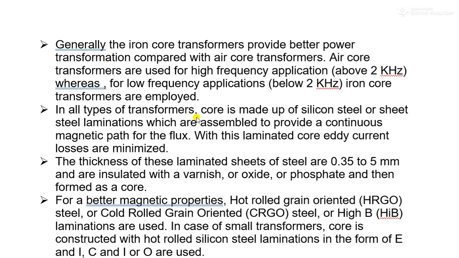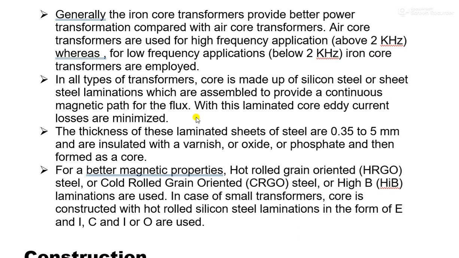In all types of transformer, the core is made of silicon steel or sheet steel laminations. These laminated plates are compressed to form a core, assembled to provide a continuous magnetic path for flux. With this laminated core, eddy current losses are minimized. Why do we use lamination for construction of the core? The reason is to minimize the eddy current losses.